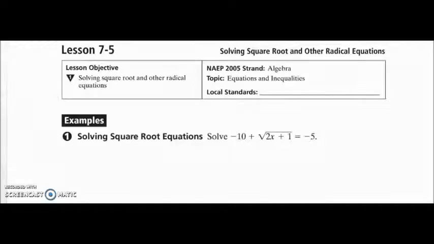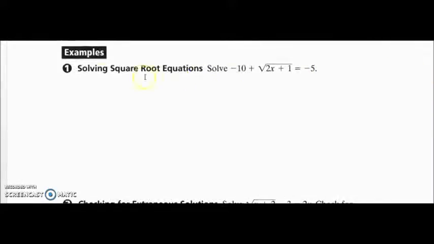In section 7.5, we're going to look at solving square root and other radical equations. Let's keep in mind that solving means we're actually going to find a value of x, and equations means that there is an equal sign involved, so that's how we can solve it. So let's get started. Example 1, we're going to solve a square root equation.